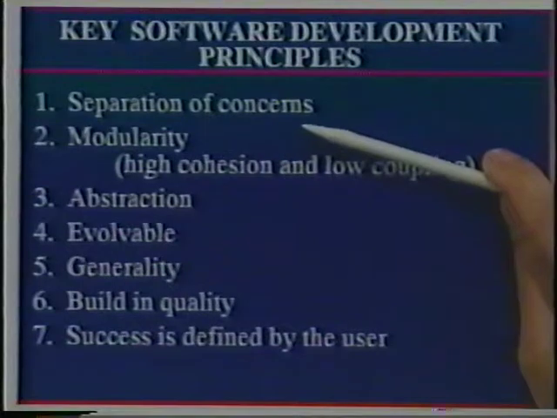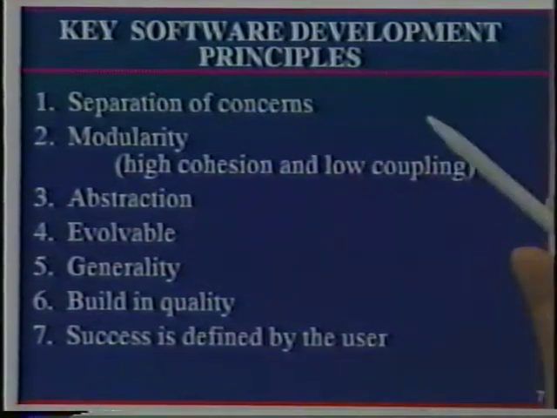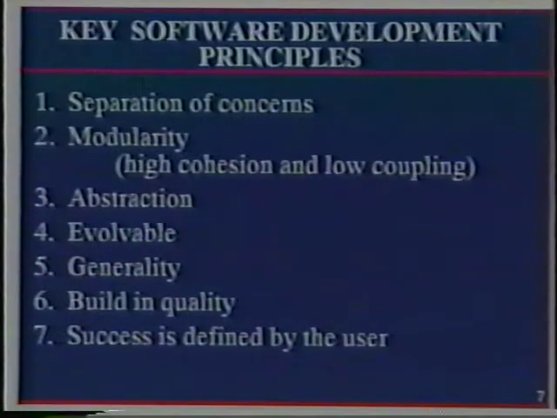The first principle is separation of concerns, which allows us to deal with different aspects of a problem so that we can concentrate on each one of them separately. For example, if you are building a transaction management system, you worry about the functionalities of the transaction system, and then you worry about the efficiency considerations. So first you put in all the functionalities and then you optimize it later. So this is called separation of concerns.